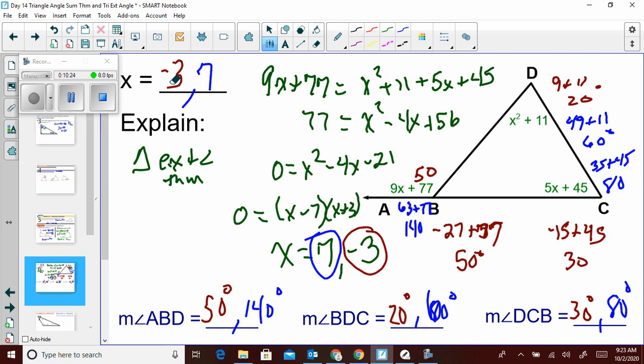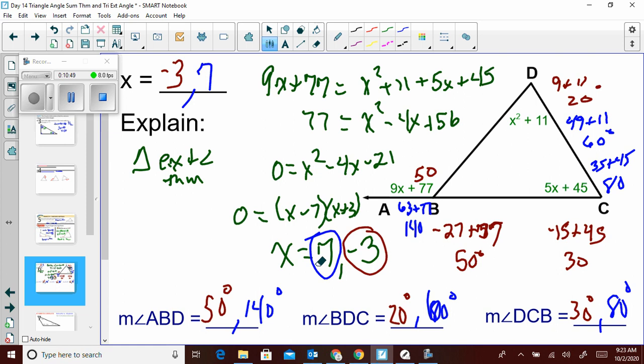So when x is negative 3, I have these values for the angles. But if x is 7, I have these values. So you have to give all of these answers because these are all possible answers. So whenever you have a problem, when you're factoring out, or you have more than one solution, check all solutions because they might all work, only one of them might work, or it's possible none of them work. It's very rare, but it's possible.